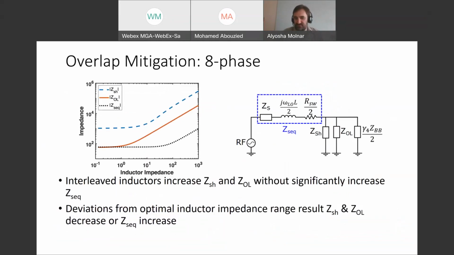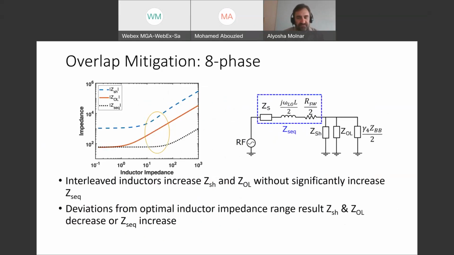Now, the neat thing is if we just do some simple math on that, we see we can actually predict the series impedance, the overlap shunting impedance, and the harmonic shunting impedance. And what we notice is that there's a region where the series impedance is still low, but both the overlap and the harmonic shunting impedances have gotten much higher and therefore dramatically reduced our loss.